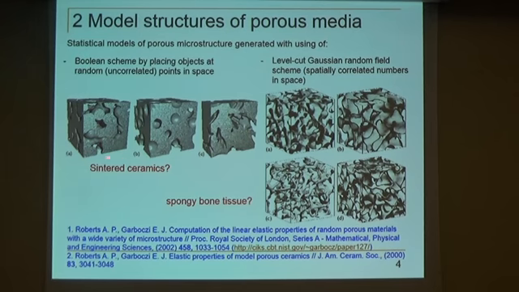When we look at these structures, we can imagine that one can describe, for example, simple ceramics, and the other, as for those examples, looks like spongy bone tissue, for example. And again, I would like to mention that in my talk I will speak about these structures and think about describing ceramics.